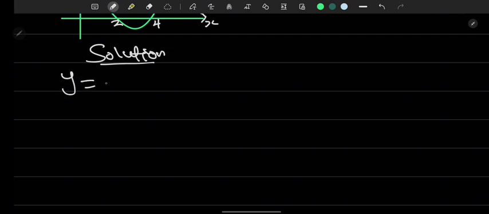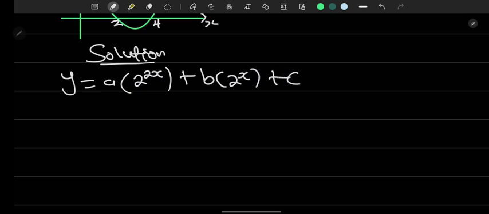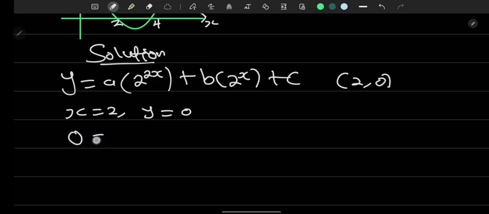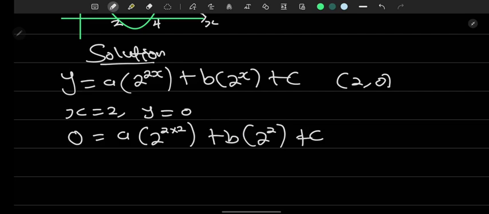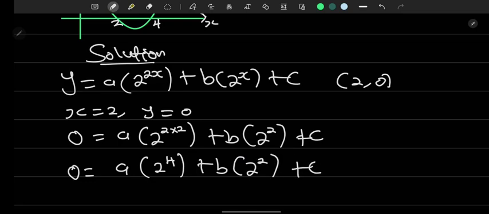So the function is a(2^(2x)) plus b(2^x) plus c. If you consider the first intercept, which happens to be (2, 0), this implies that x equals 2 and y equals 0. By substitution, you have 0 equals a(2^(2 times 2)) plus b(2^2) plus c. So you have 0 equals a(2^4) plus b(2^2) plus c.